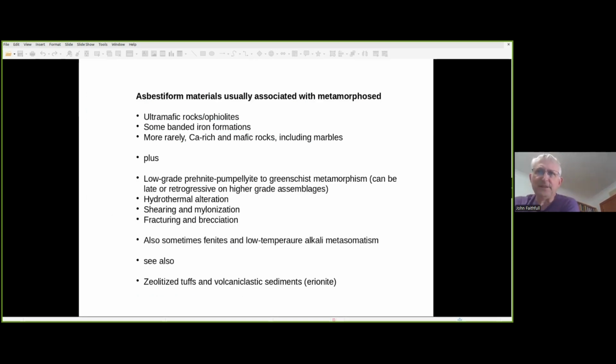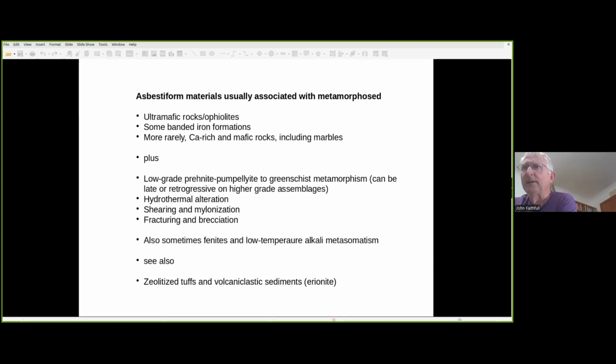So asbestos materials are usually associated with metamorphosed ultramafic rocks and ophiolites, and some banded iron formations. We can have asbestiform amphiboles more rarely in calcium-rich and mafic rocks, including some marbles. Some tremolite marbles occasionally have some asbestiform material in them, even though it's normally more coarsely crystalline. But you can also get asbestos materials in low-grade prehnite-pumpellyite to greenschist metamorphism, and this can often be a later retrogressive phase on higher-grade assemblages.